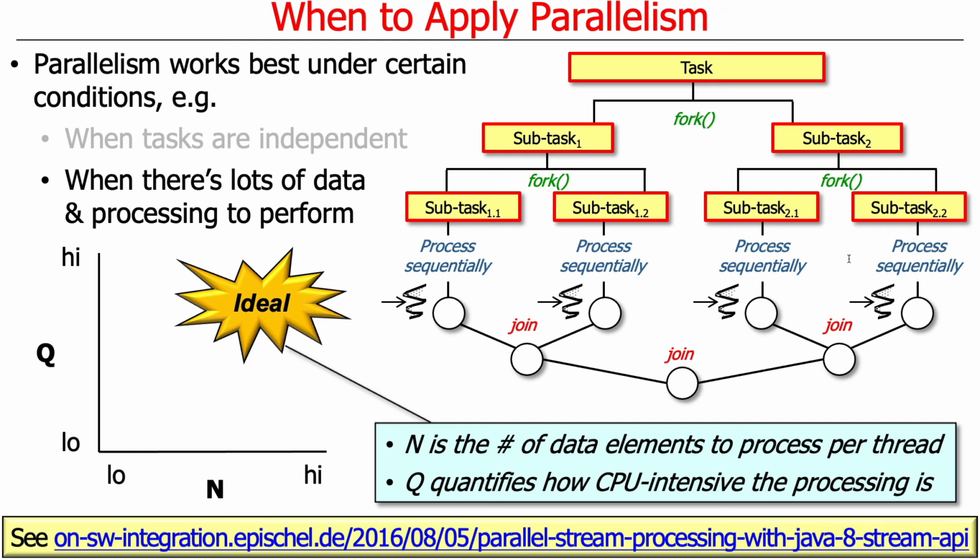So the ideal situation is when N and Q are very high, and the less than ideal situation is when N and Q are very low.